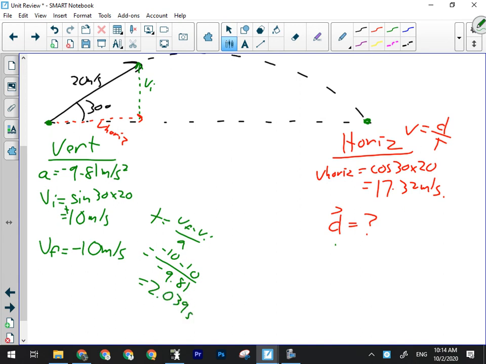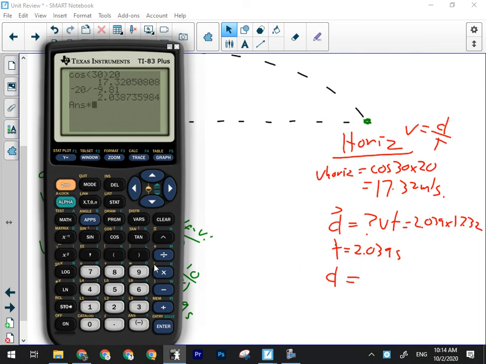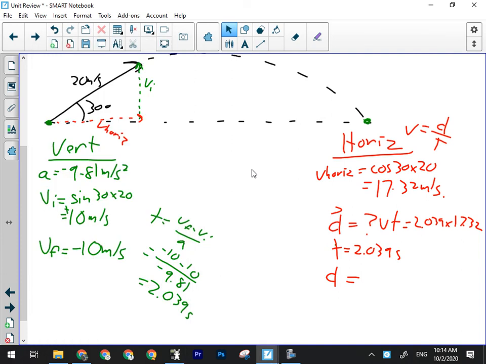Okay, that can come over here. D equals V times T, 2.039 times 17.32, and we'll have our horizontal distance. So we take that and multiply by the 17.32050808. All right, so it's going to travel 35 meters horizontally because I only have 2 significant digits there.